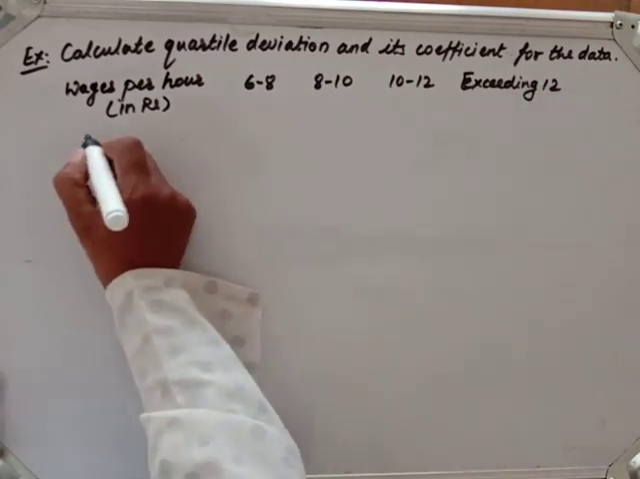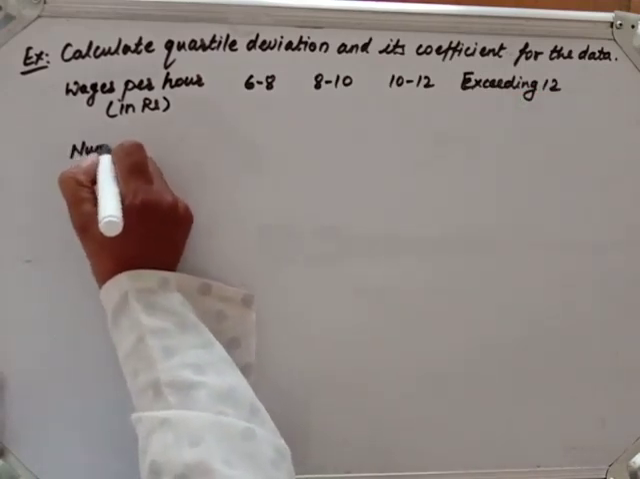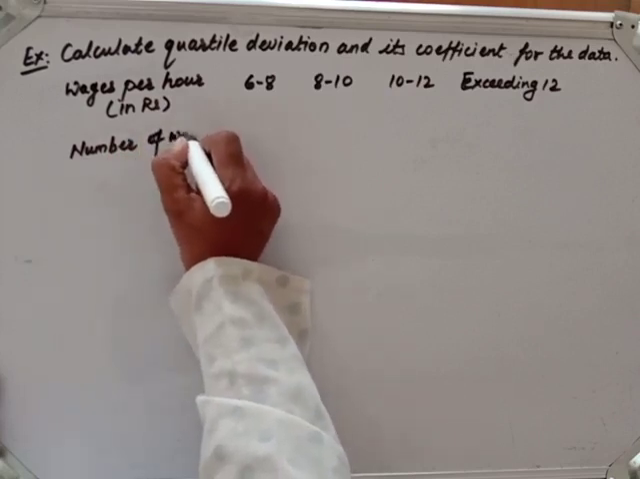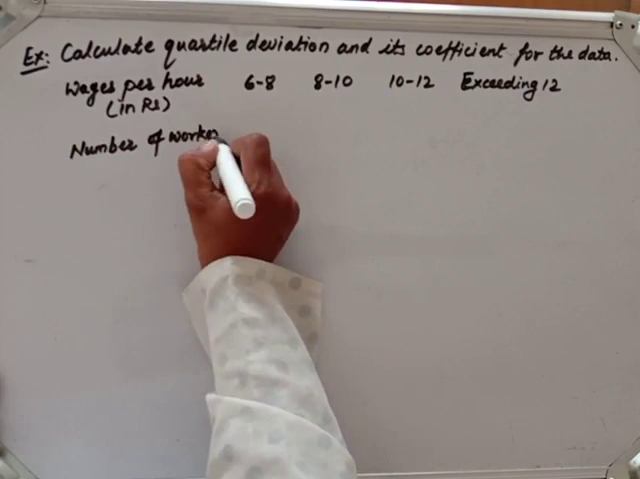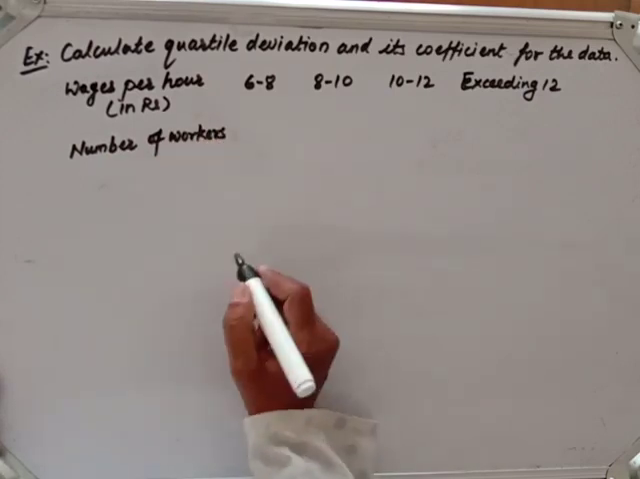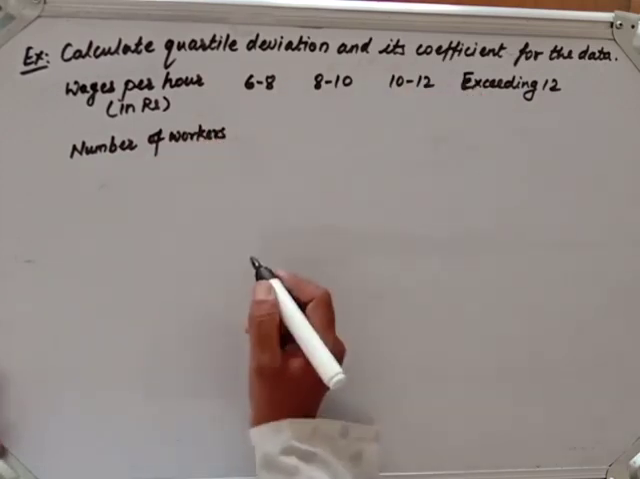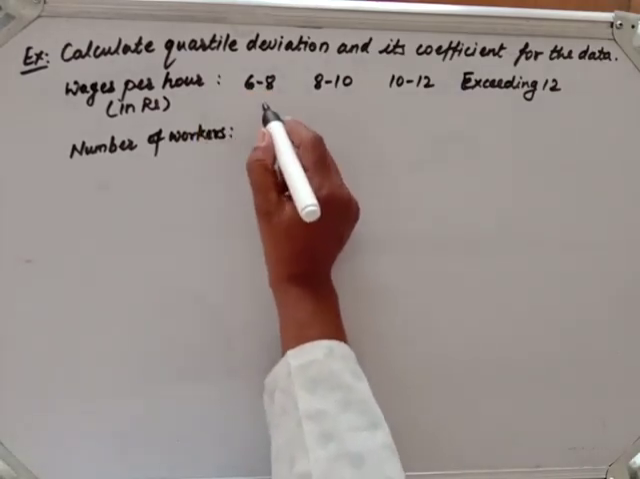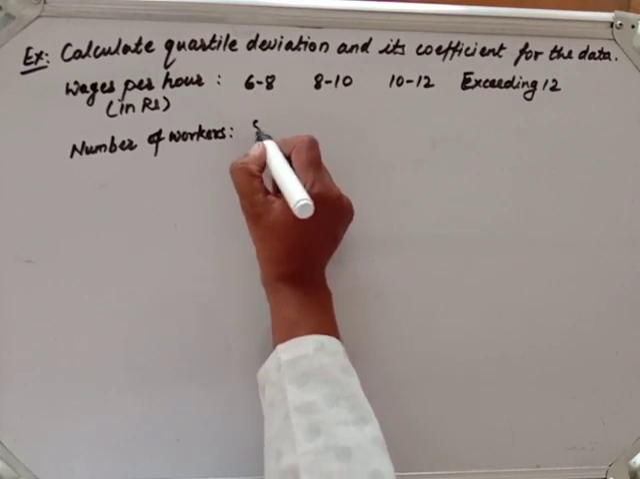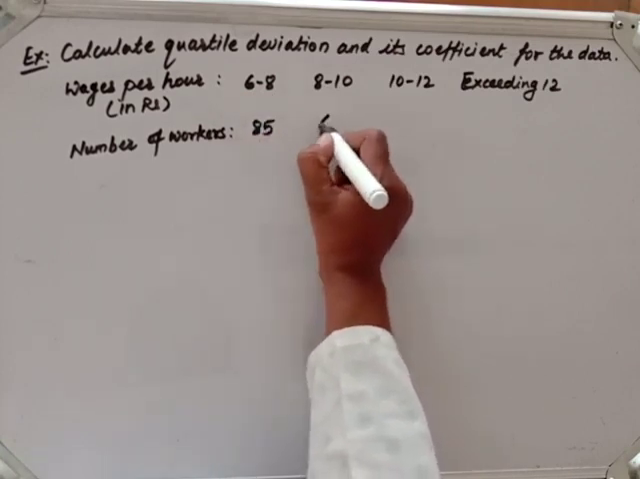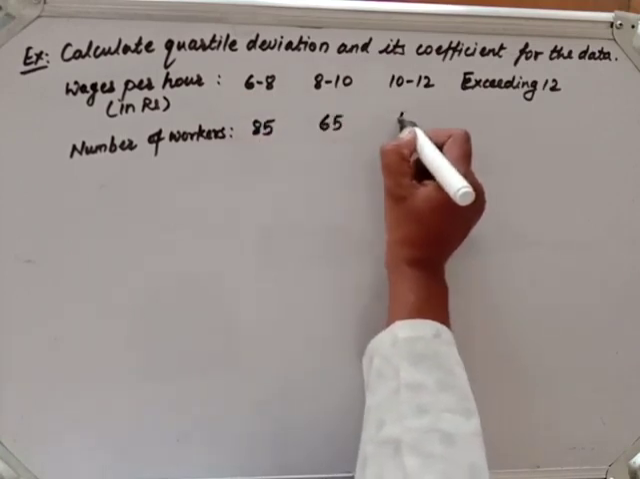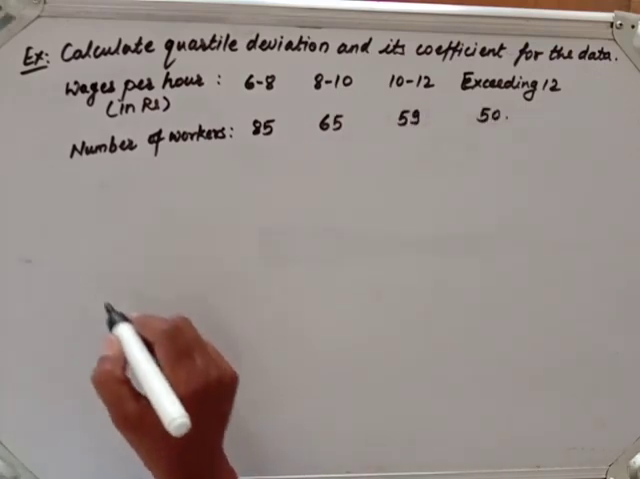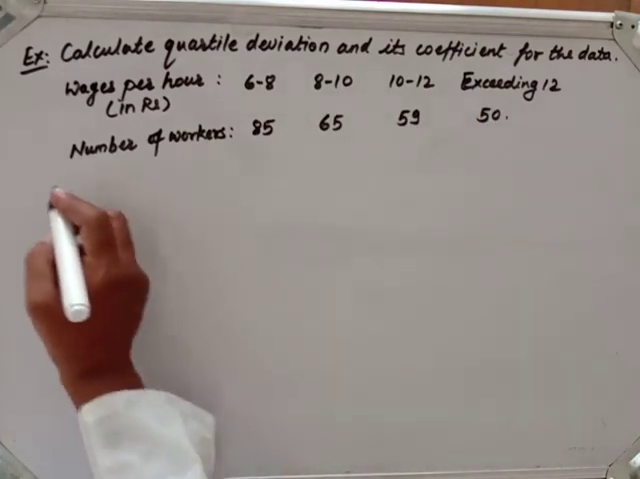These are given, but it doesn't affect us. We simply calculate the number of workers. We can easily calculate the quartile deviation and its coefficient here, as this is one of the merits of it. Now what will be the frequency? Here the frequency is 85, then 65, 59 and 50. Now let us solve this problem to find the quartile deviation.